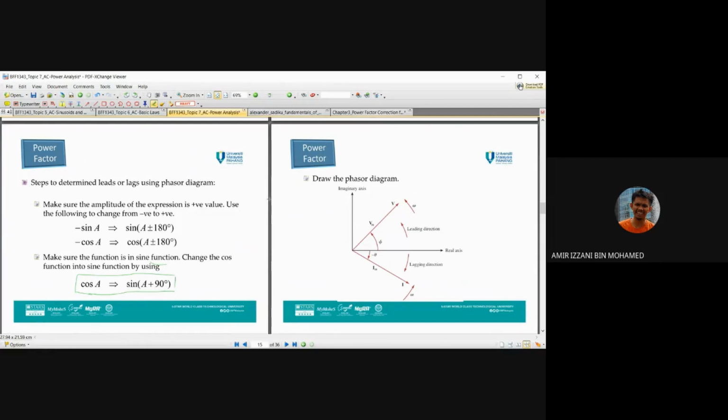Then we can draw the phasor diagram. The leading direction is always from 0 counter clockwise. While for the lagging direction, it's clockwise. So from here we see Vm is at the leading direction and Im is at the lagging direction.